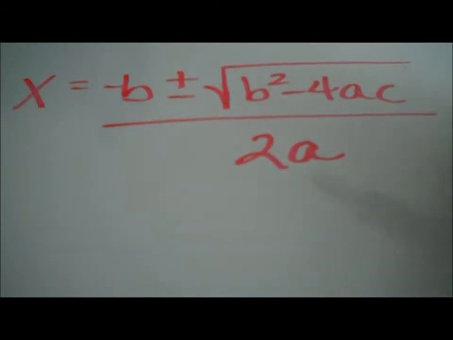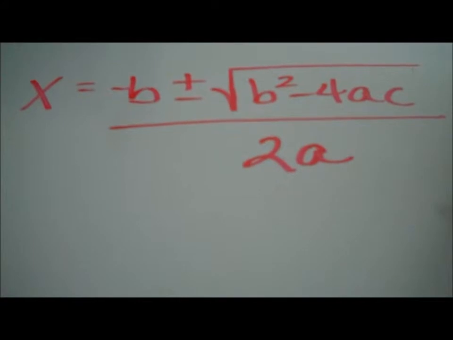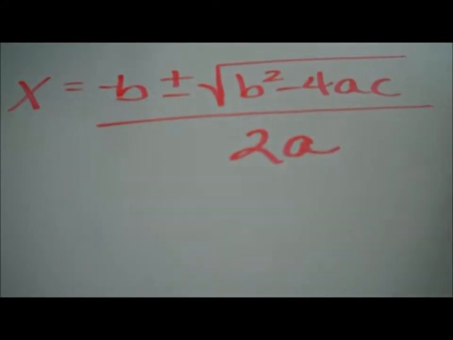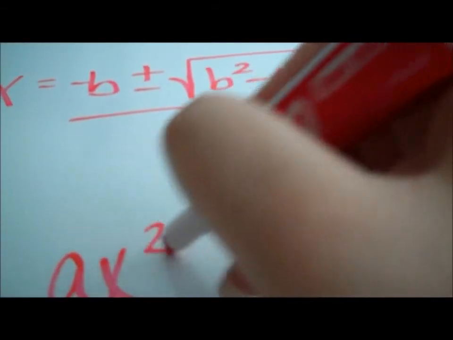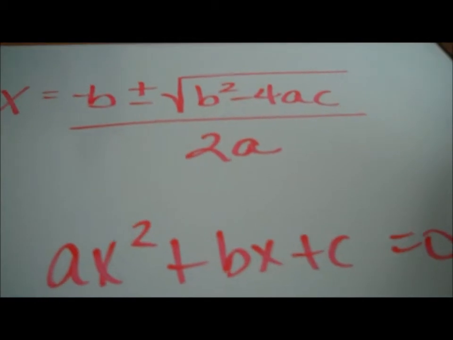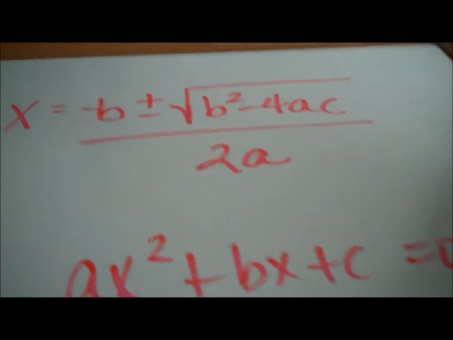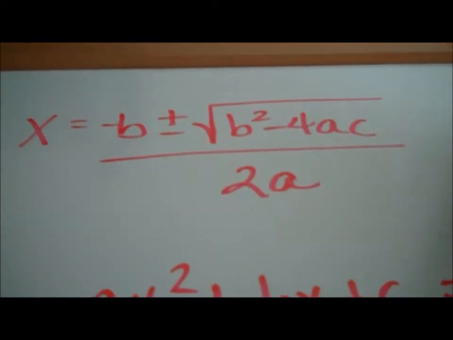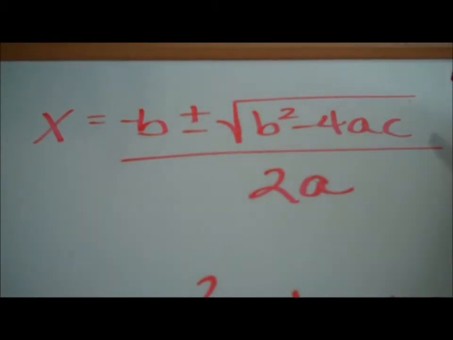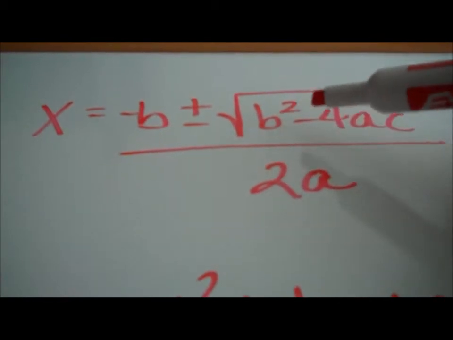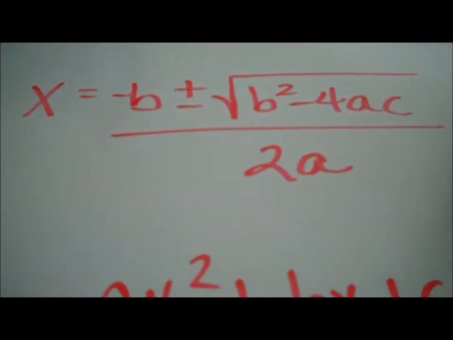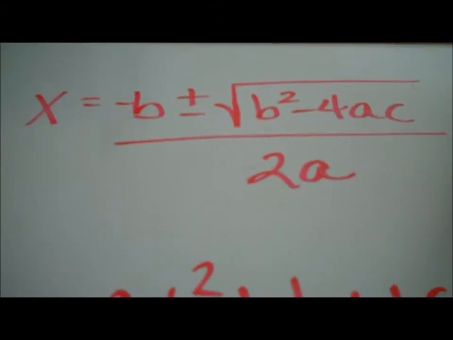This quadratic formula is worked out for you on page 503. It takes a standard quadratic equation, ax squared plus bx plus c equals 0, and it solves it for x. Due to time, I'm just going to go ahead and give you the formula. The formula is here: negative b plus or minus the square root of all of this, b squared minus 4ac, all divided by 2a.